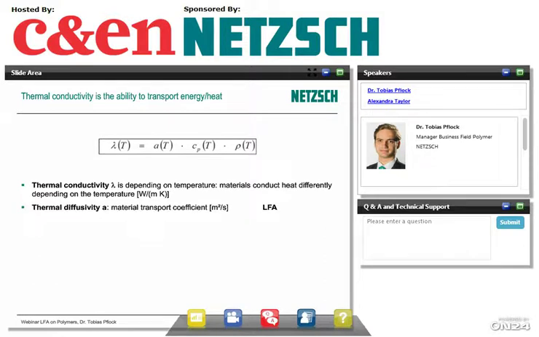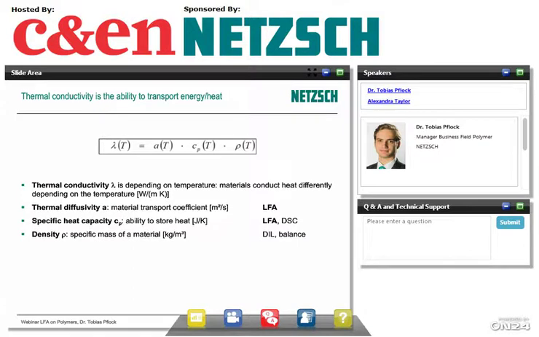For that, we need the thermal diffusivity that we get from the LFA. This is the material transport coefficient. Then we need the specific heat capacity. This is the ability of the material to store heat. This we can get from the LFA. We just look at the rise of the entire signal, and we can get this as well from DSC, differential scanning calorimetry. This is what we at NETZSCH use most of the time. And as a third number, we need the density, rho.